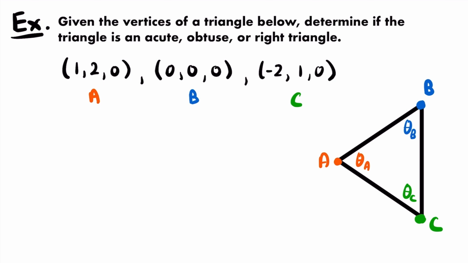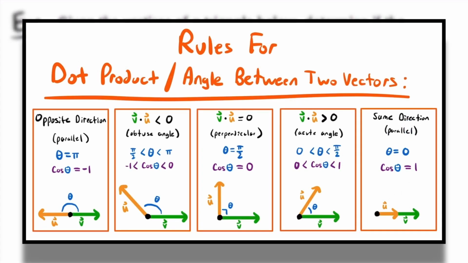And so how are we going to determine what type of angles we have here? Well, for one thing, we're going to need to create some vectors. Because if we can define some vectors between these sets of points, then we can determine the type of angle we have between those vectors using the dot product. And here's what I mean by that. In my lesson video, I introduced some rules regarding the dot product and what it says about the angle between two vectors. And here are those rules.